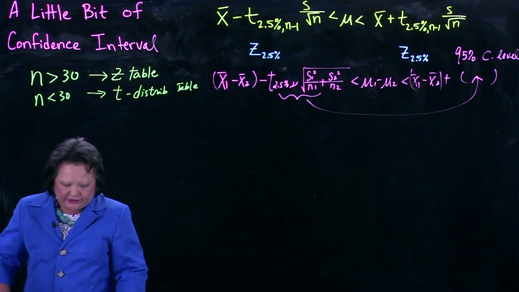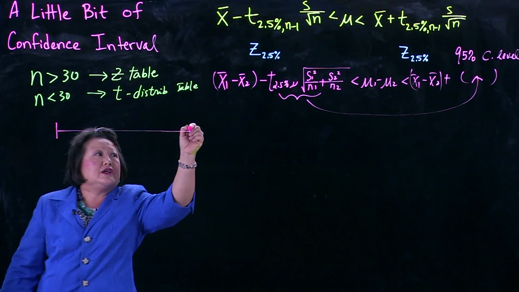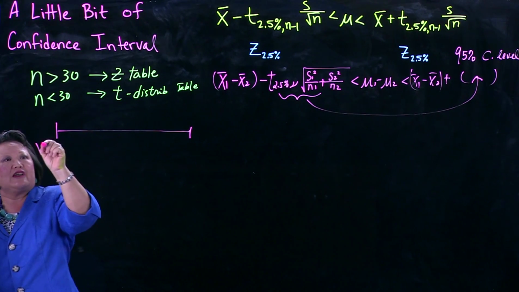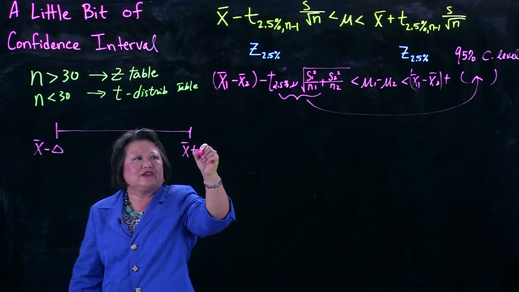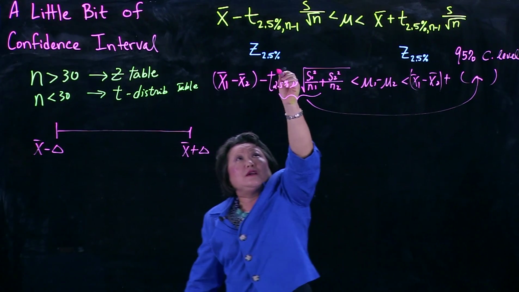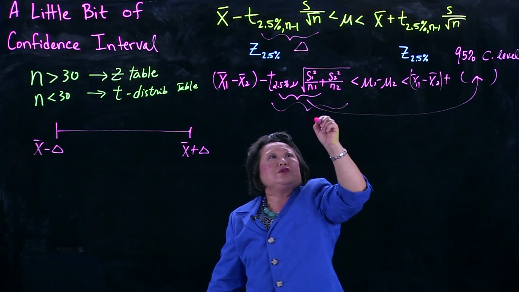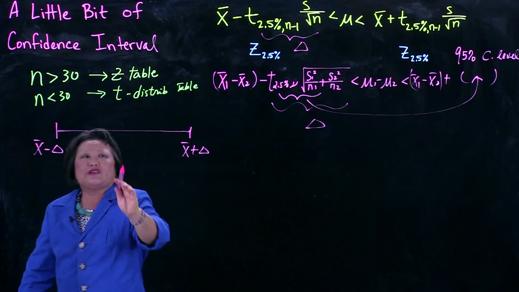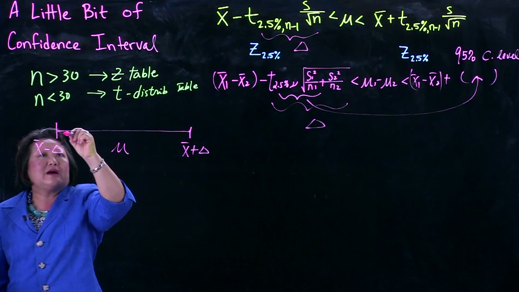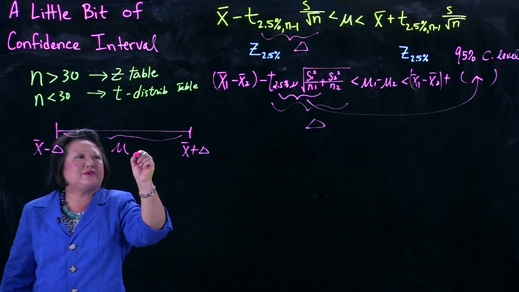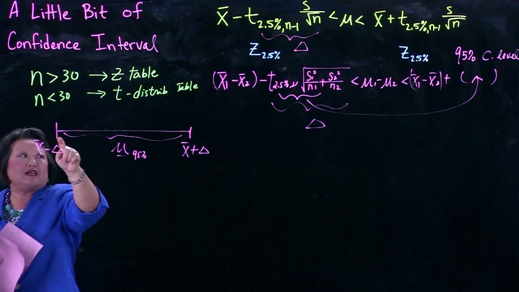So what does this mean? We have a confidence interval over here that you calculate. This is x bar minus the uncertainty, and this is x bar plus the uncertainty. The uncertainty is this thing right here. This is the delta, if you're doing a difference. Anyway, we say, I don't know what the true mean is, but I can tell you with 95% confidence, for instance, that the true mean you're really interested in is somewhere in here.